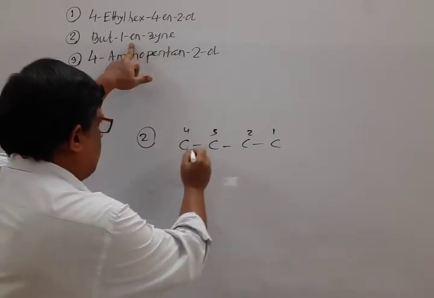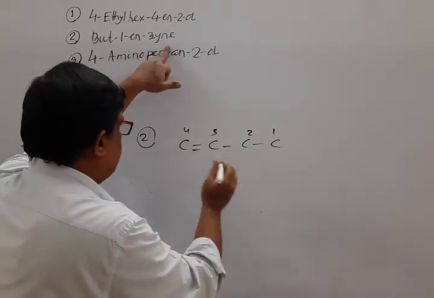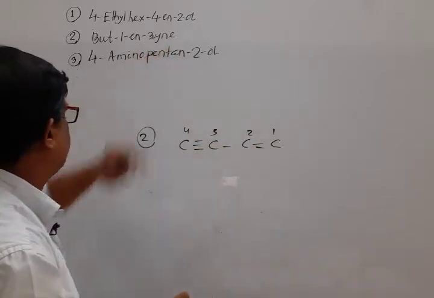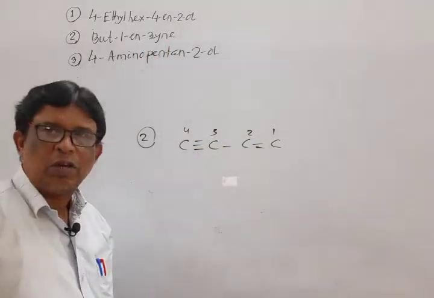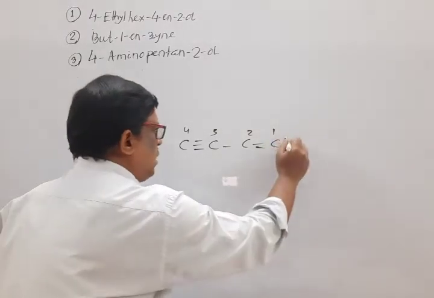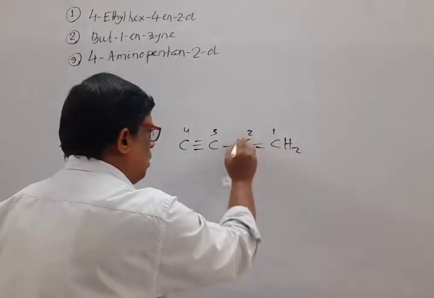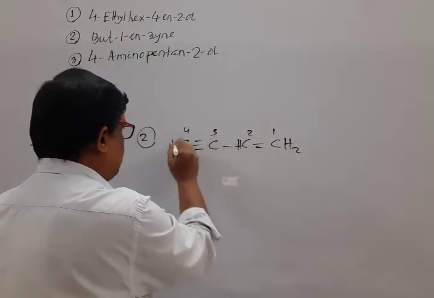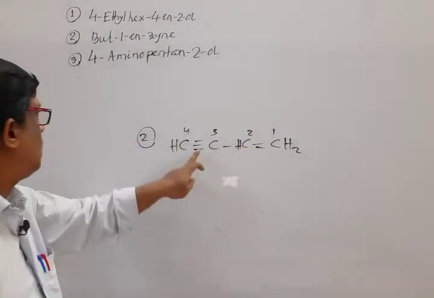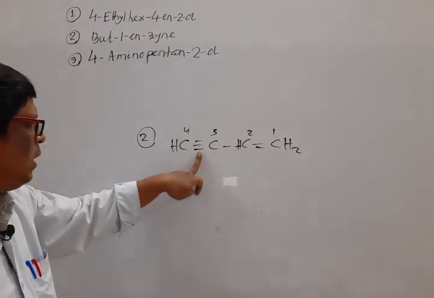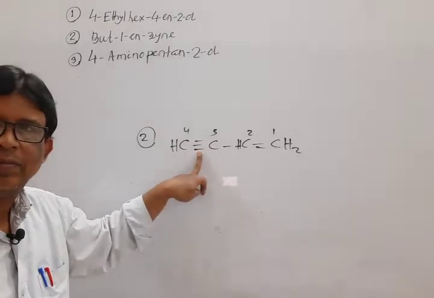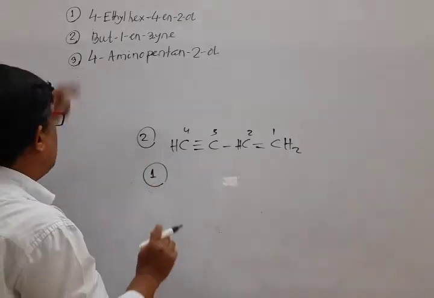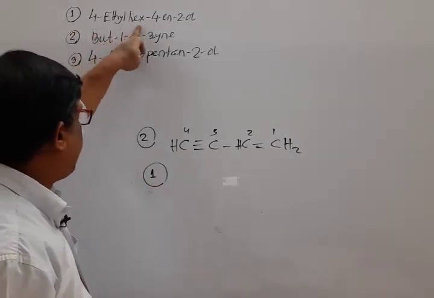1 position en, 3 position yne. Okay, no substituent is there. So satisfy tetra covalency: 2, 2, 4. It is 2, 3, 4. Next 3, 4. It is known as but-1-en-3-yne.